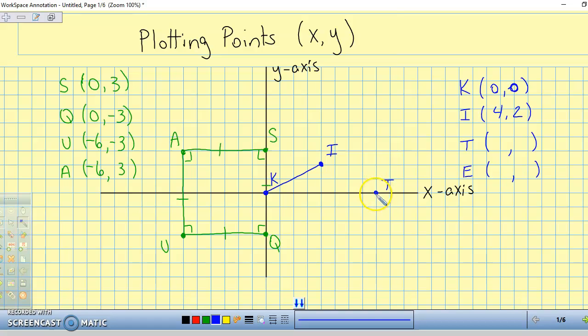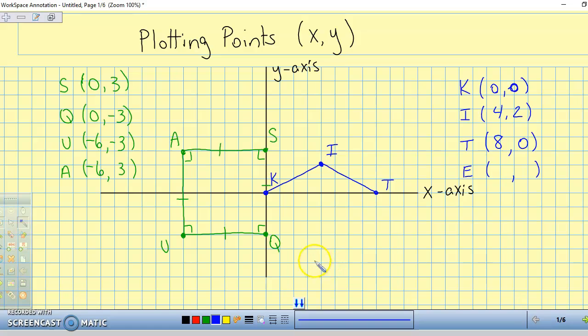Okay, so pause for a second, figure out what the coordinates of T are. Okay, so you should have 1, 2, 3, 4, 5, 6, 7, 8. So I went across to the right 8, which is positive 8. And then what is the y value? Well, I'm not going up or down at all, so that is going to be a y value of 0. Again, these are just reminders of how to plot points. Okay, so here's two sides of my kite.